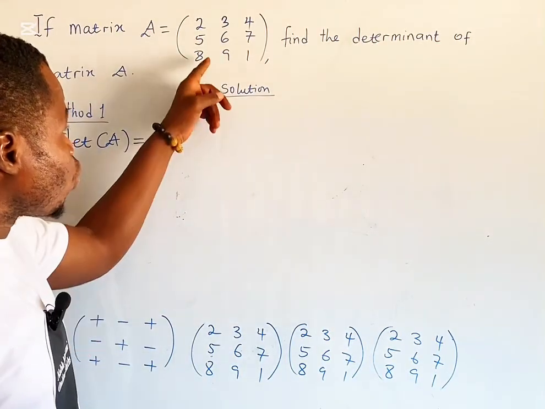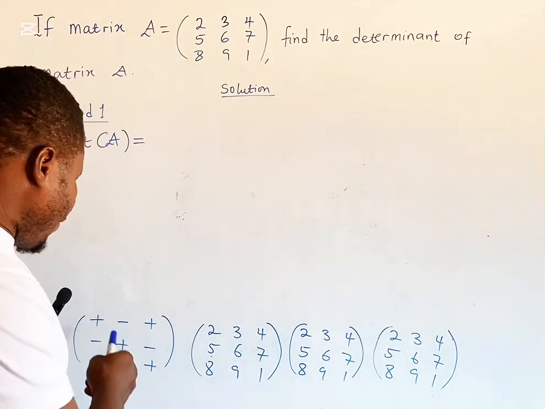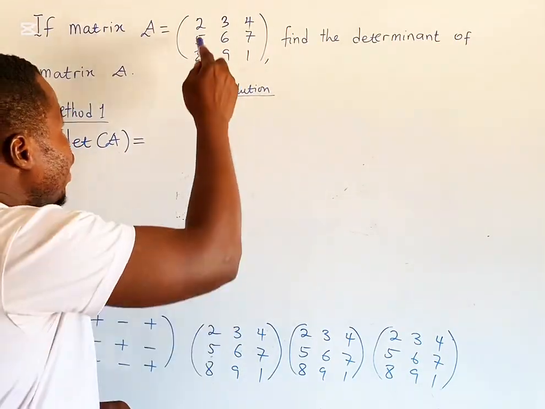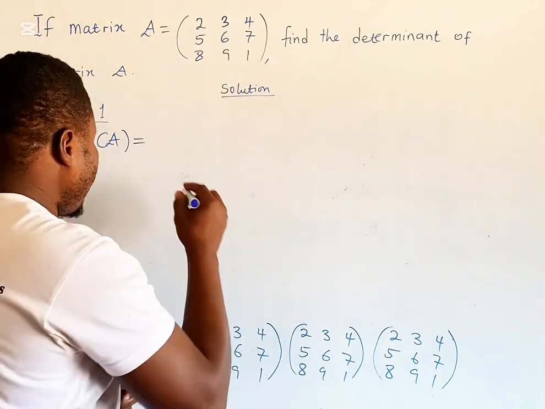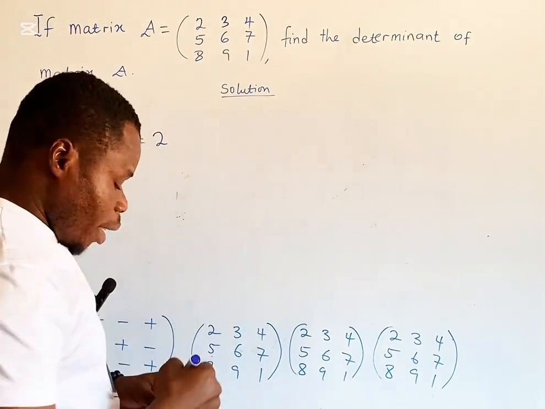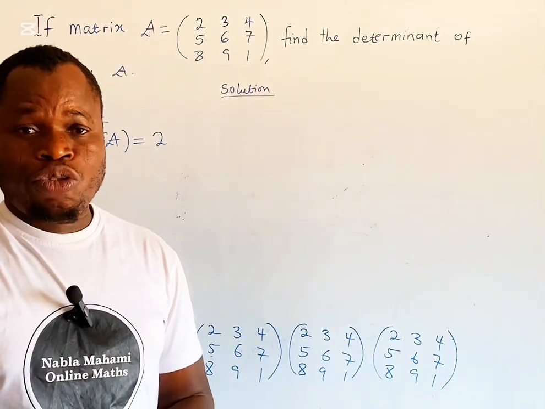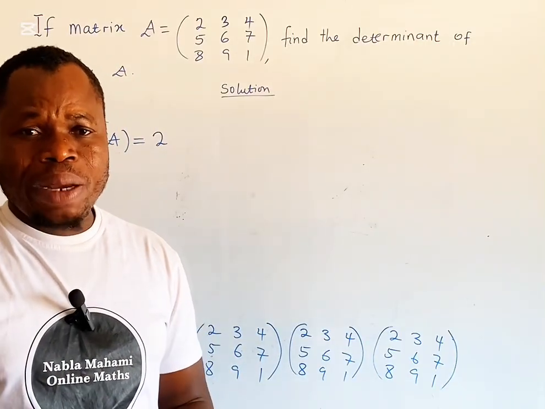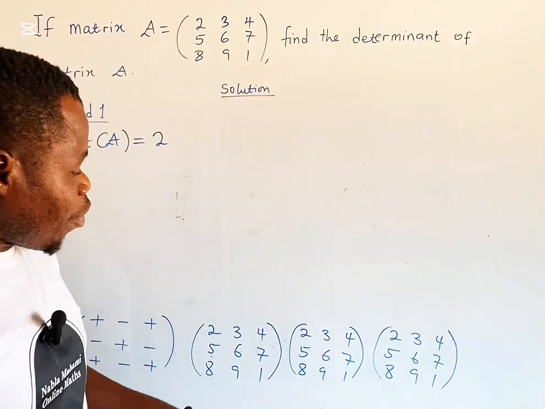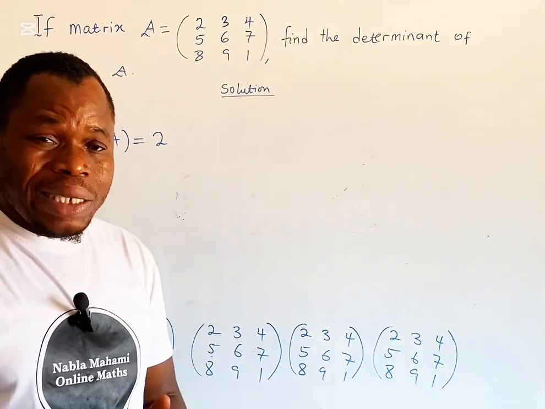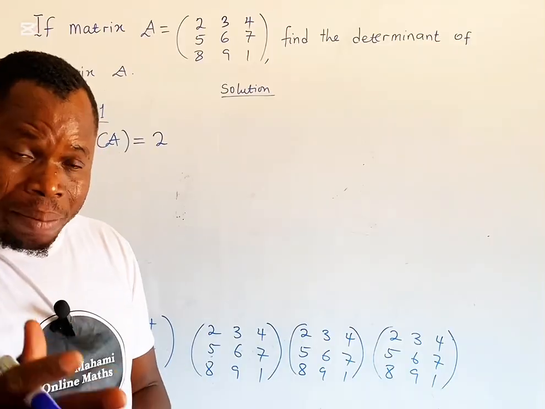So I'll go to the matrix and pick the first value, that is the plus position. The value there is 2, so I'll write my 2 down. Immediately you write the 2, you try to find the minor of 2. How are you going to find the minor of 2? You can see that I've repeated the matrix 3 times. I want to demonstrate how you can get the minor of 2 and the other minors.